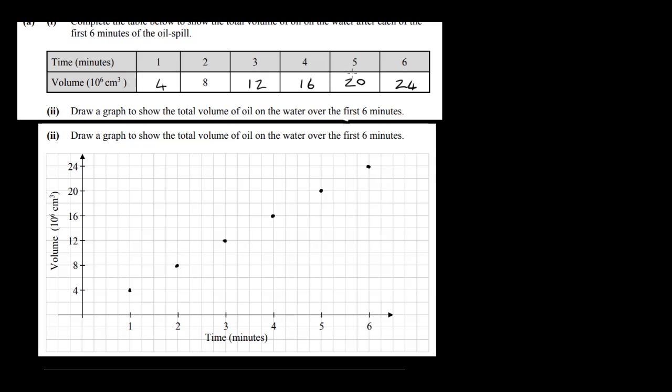So we've just got to join these up now. It's going to go through 0. I'm going to start down here, and we're just going to draw a line through these points. And that's it. That's our graph. Okay, so that's all we had to do in that one. That was the second part.